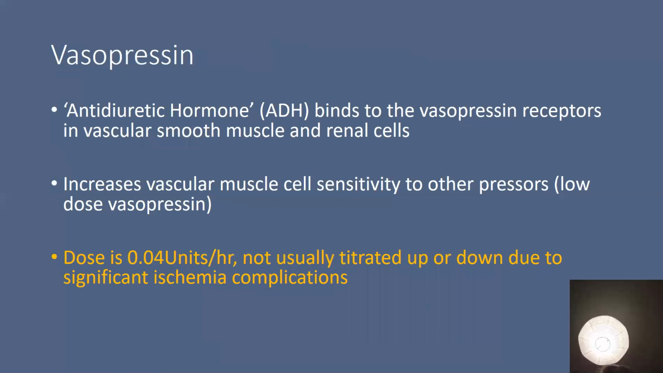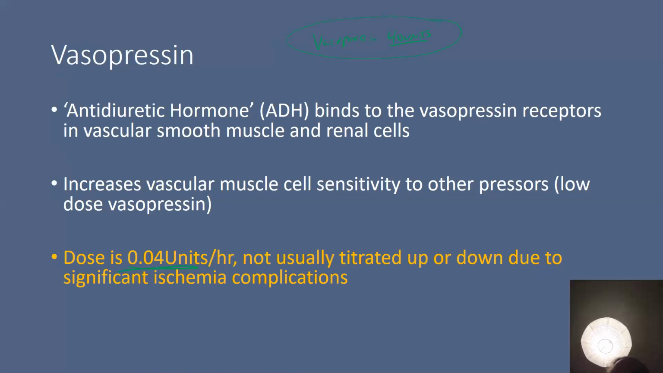The last one we'll talk about then is vasopressin. Vasopressin is antidiuretic hormone, or ADH, and binds the vasopressin receptors and causes vasoconstriction. The way that we tend to use vasopressin is we use it in very, very small doses, 0.04 units per hour. If you were to use it as a bolus, the old school ACLS guidelines used vasopressin 40 units as a bolus, which is a lot compared to 0.04.